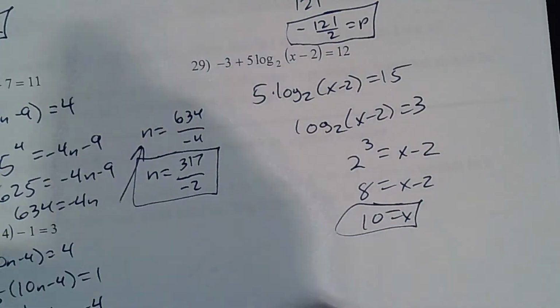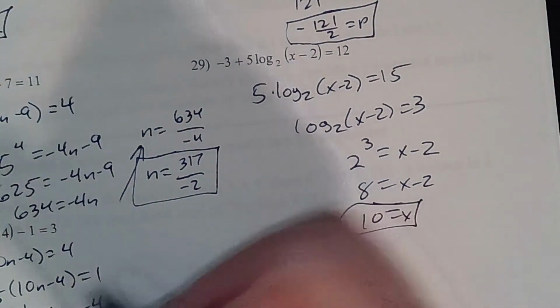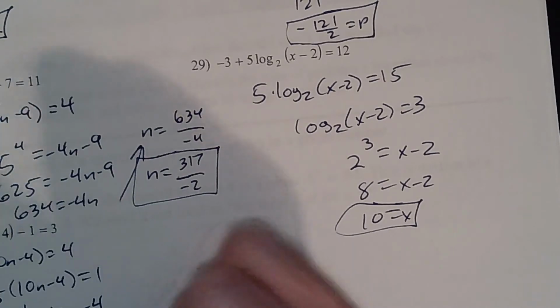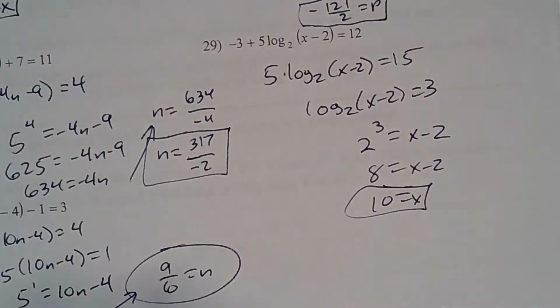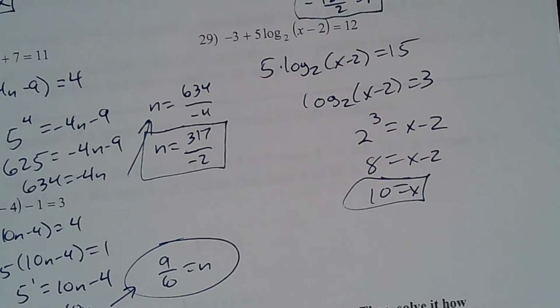Let's do them out. So 5 to the 1's 5. Adding 4 is 9. 9 equals 10n, and therefore 9 over 10 equals n. Explain why you don't necessarily need logarithms to solve this equation, then solve how you'd like it.